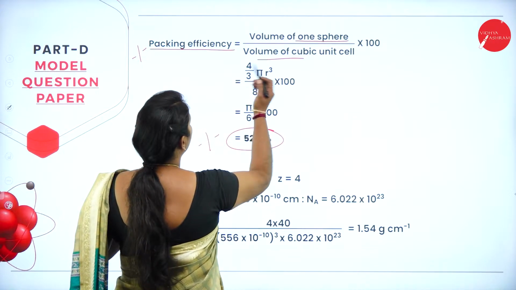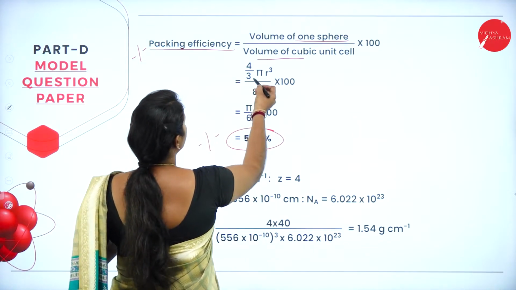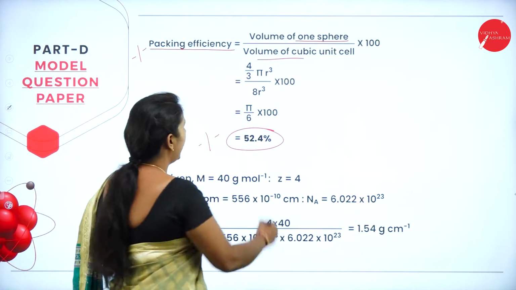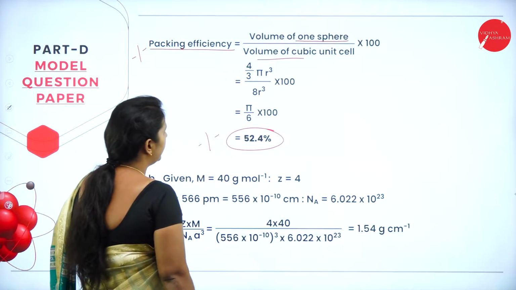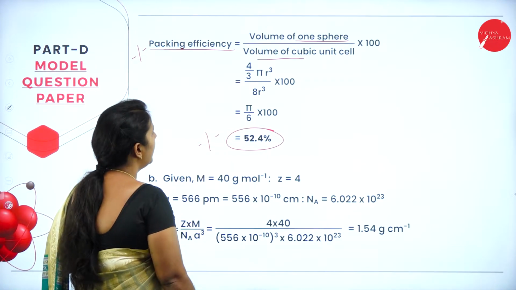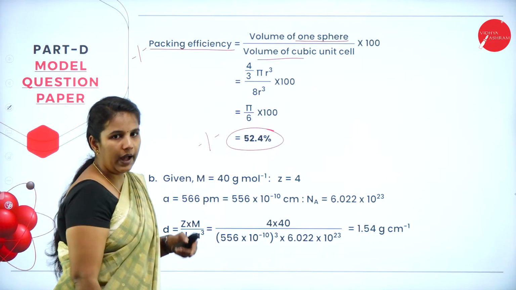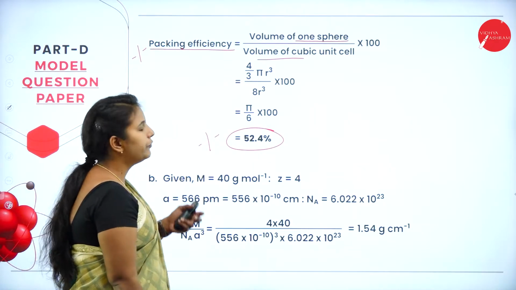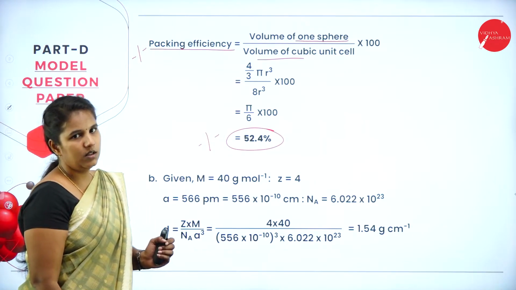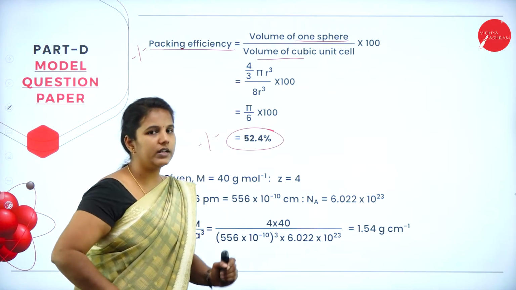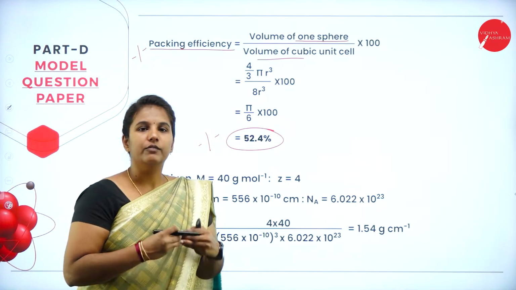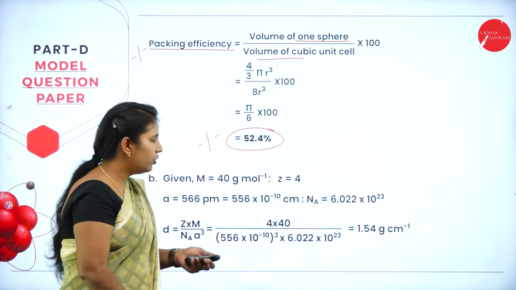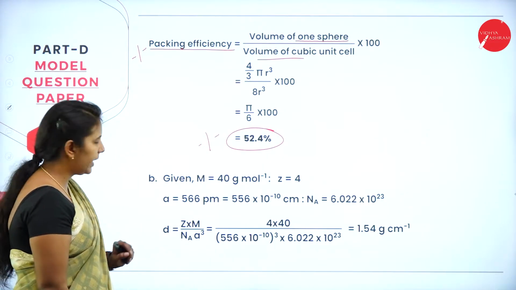So, we know the volume of one sphere is 4 by 3 pi R cube, divided by the volume of the cubic unit cell, 8 R cube, into 100. If you solve this, you will get pi by 6 into 100, and if you substitute the value for pi, you will get 52.4%. Like this, you have to derive neatly for the 5 mark question. So, hope you all understood this. I'll go with part B now, that is the second question.